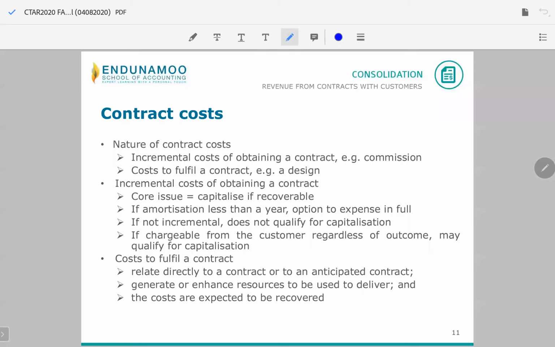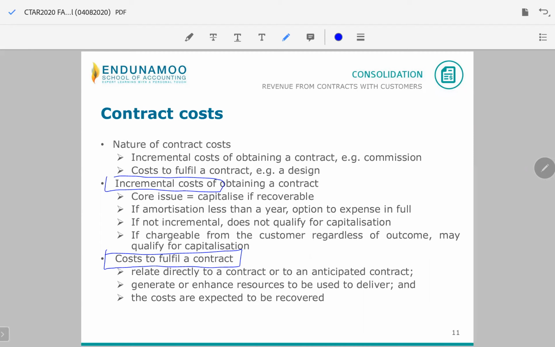There are principles that are specific to the incremental cost of obtaining a contract, and there are principles that are applicable to what? To fulfilling a contract. So the first thing, if it's the incremental cost of obtaining a contract, the core issue is that we capitalize if these costs are recoverable. Then number two, if we capitalize, it means they need to be amortized.